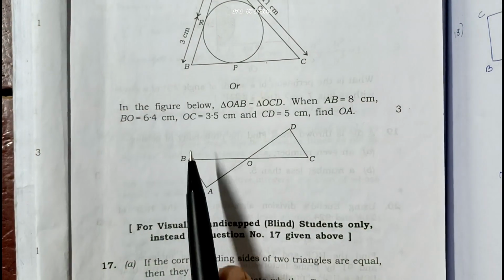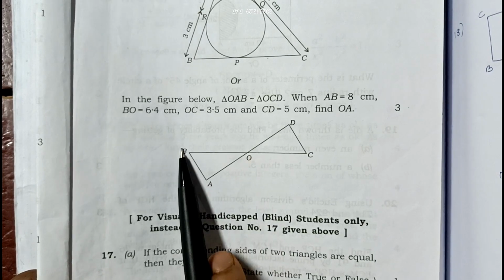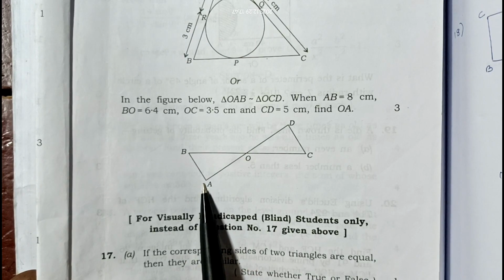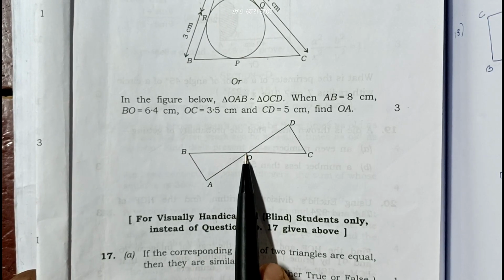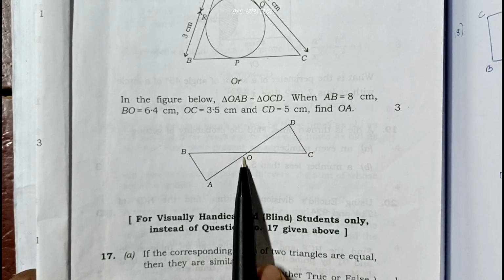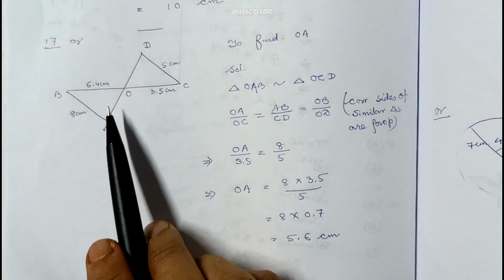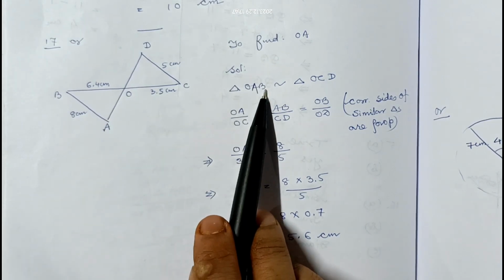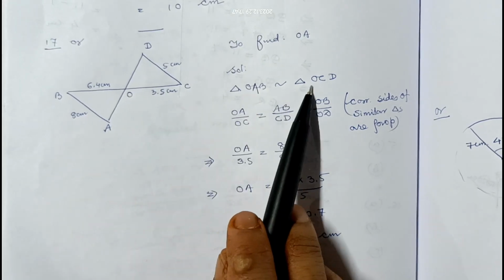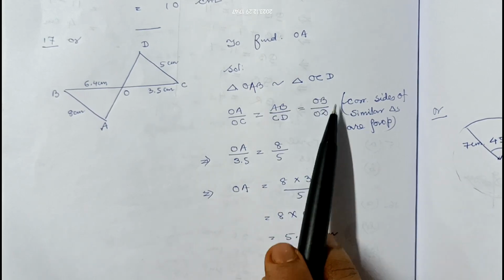In the second part, it is given in the given figure that triangles OAB and OCD are similar triangles. Here it is given AB is 8 centimeter, BO is 6.4 centimeter, OC is 3.5 centimeter, CD is 5 centimeter. We have to find the length of OA. Since the triangles are similar, the sides will be proportional. So these two triangles, OAB and OCD, are similar. So it will be OA by OC, AB by CD, OB by OD.